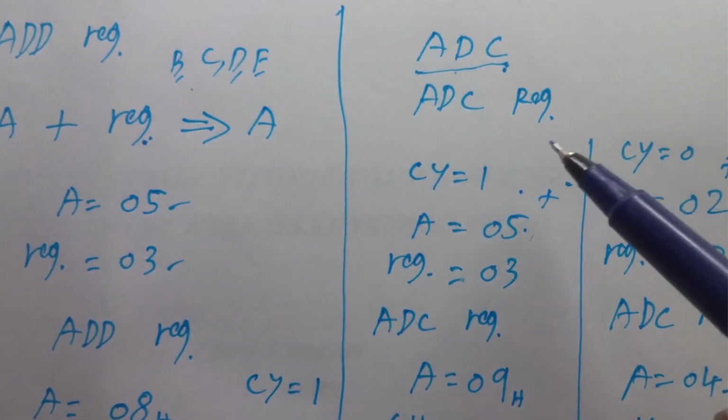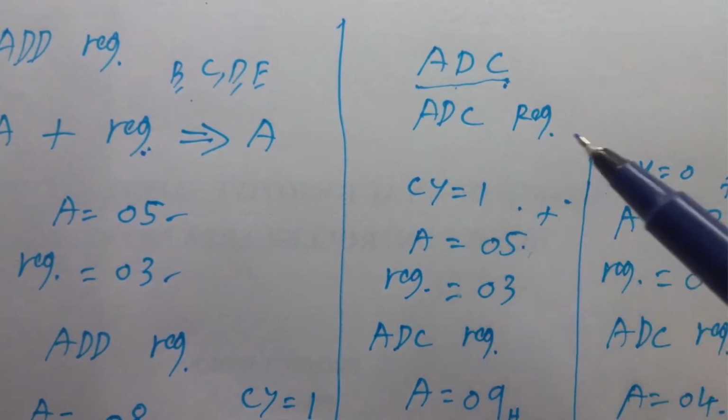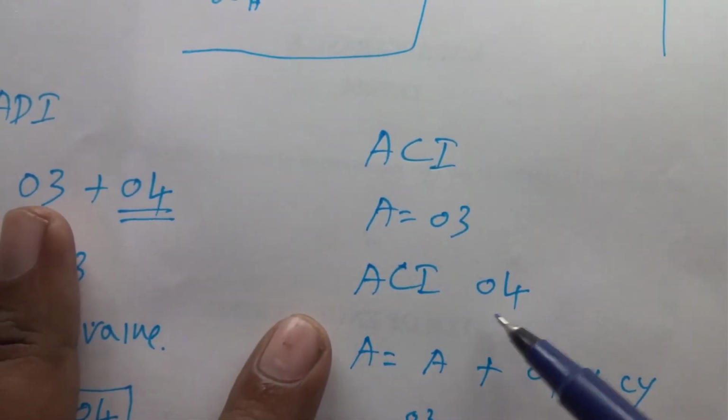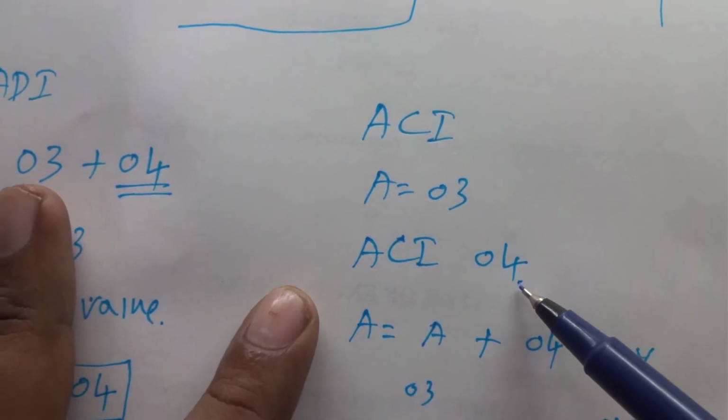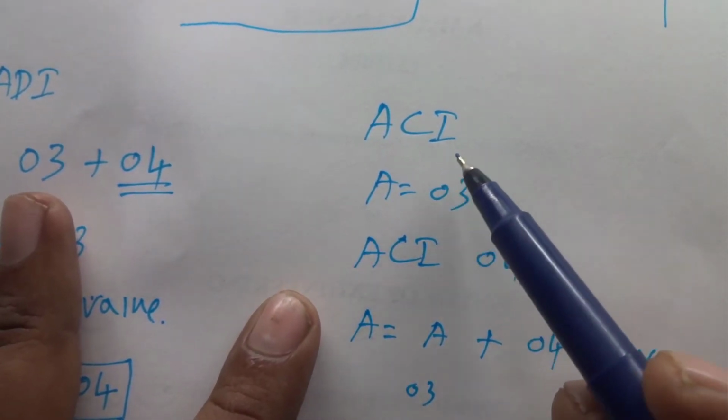Here you replace the mention of registers. You mention your value directly in your instruction. This is the immediate addressing mode.